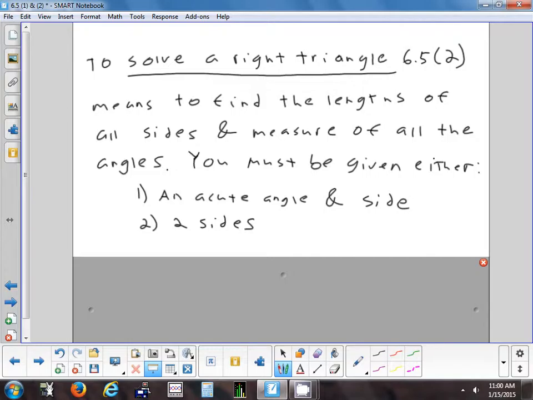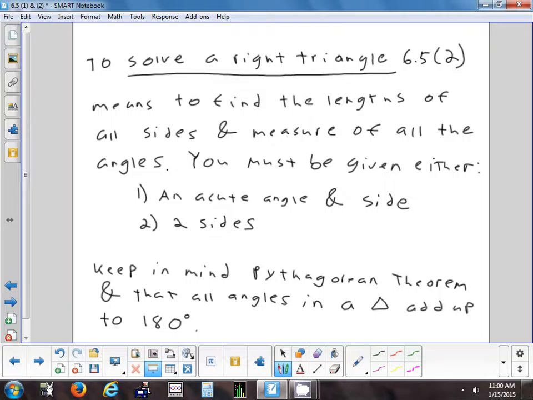What about the relationship between the sides? Is there any formula or theorem that you're allowed to use when you have a right triangle having to do with the sides? Good, Pythagorean Theorem. So keep those 2 things in mind as you solve right triangles. They both help: the Pythagorean Theorem, and all the angles add up to 180.